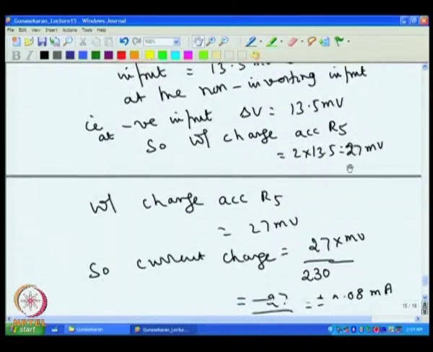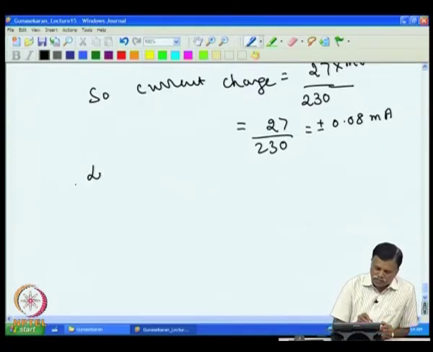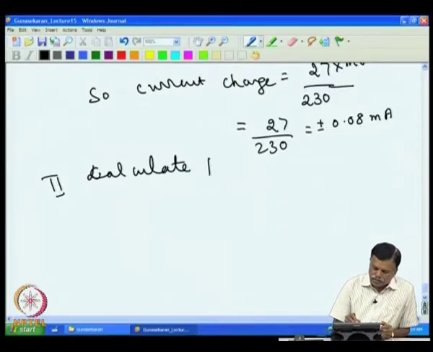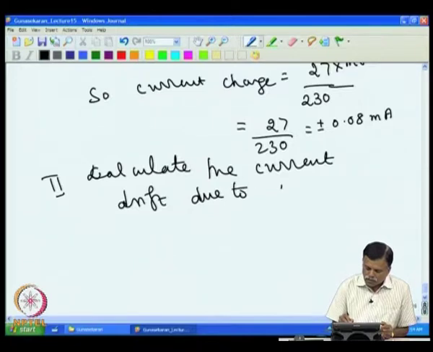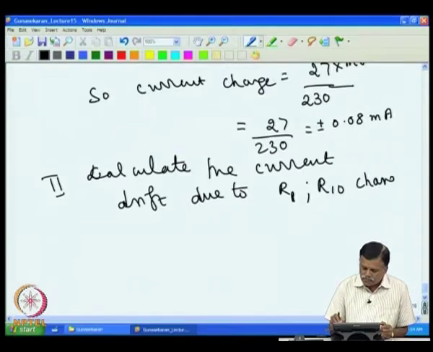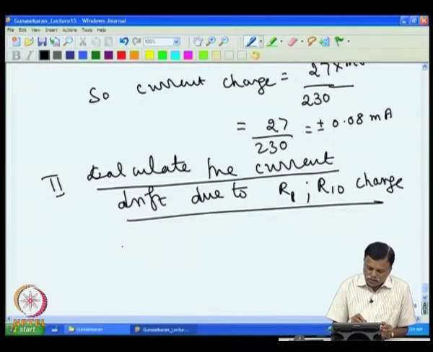So, let R1 be 100K. Next, the second thing we calculate is the current drift due to the R1, R10 change. That is what we are going to calculate. So, R1 equal to 100K. So, R10 is how much?